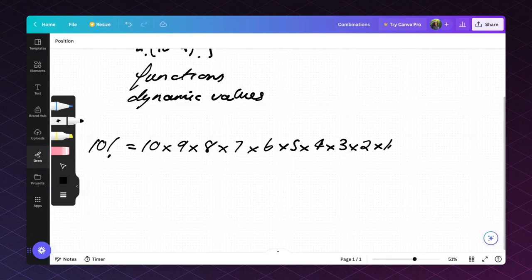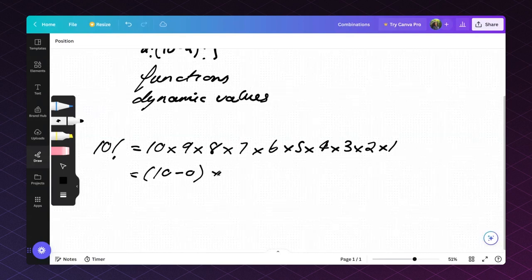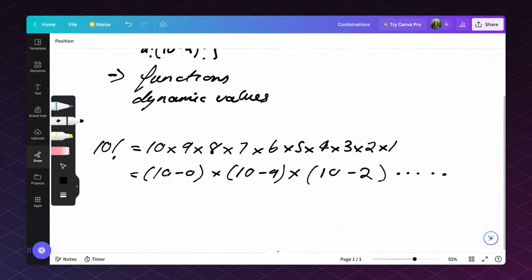I needed to find a pattern in this to then input into Xano. So I further broke it down into 10 being 10 minus 0 times 9, which is 10 minus 1, times 8, which is 10 minus 2, and so on. So this is essentially the function, this part here. We're looking to subtract a list of things and then multiply the result of them together.